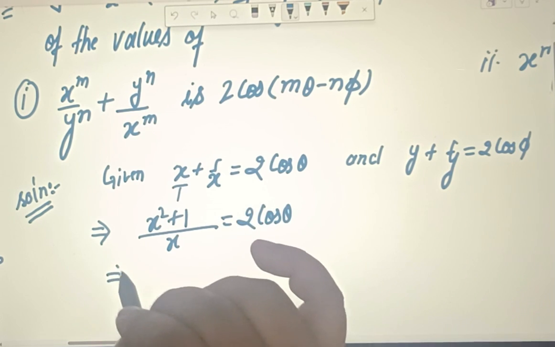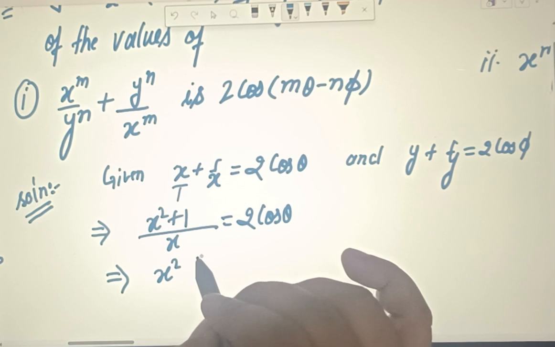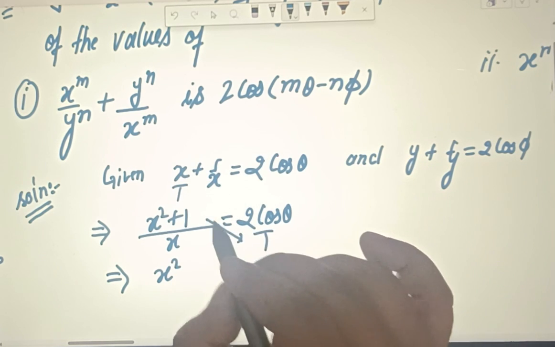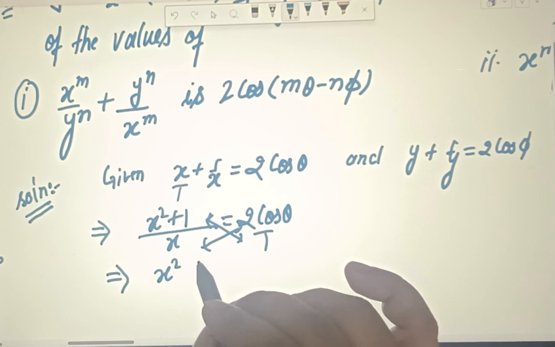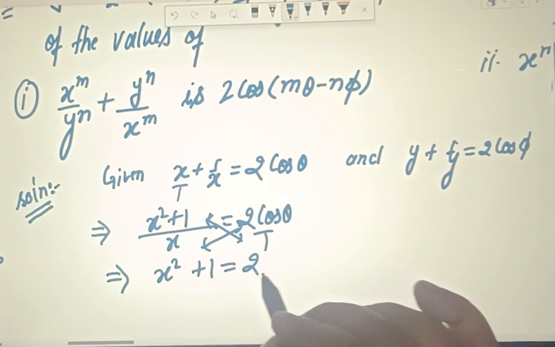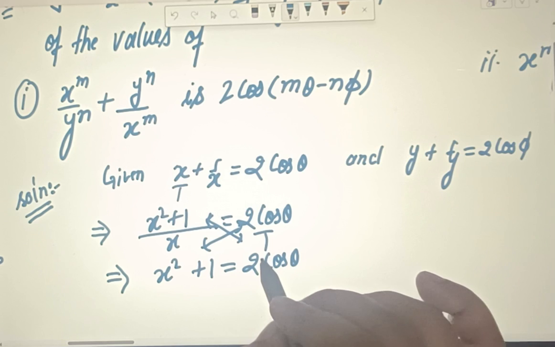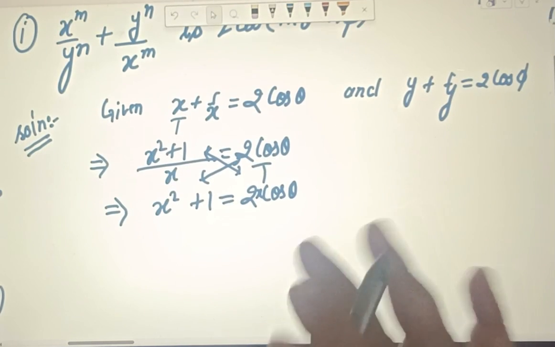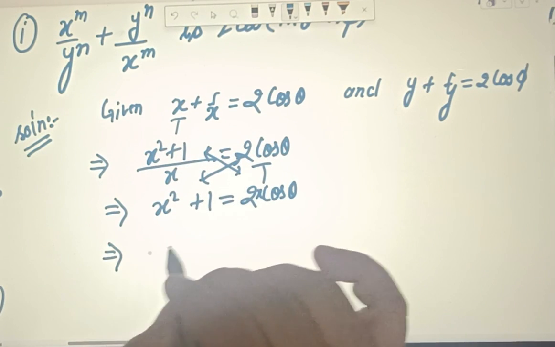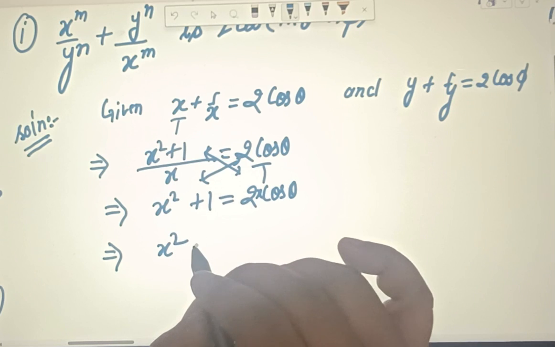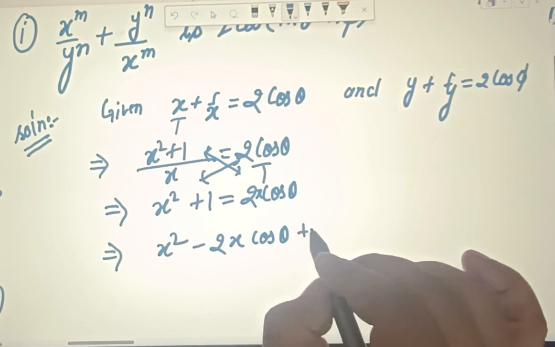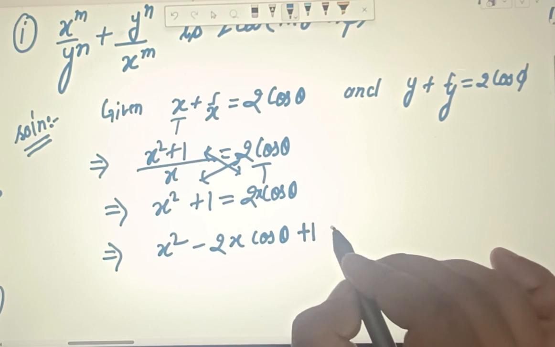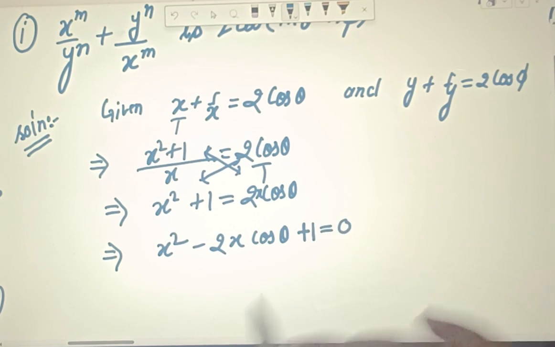So you will say x square, by cross multiplying, x square plus 1 is equal to 2x cos theta, right? So you can write it as x square minus 2x cos theta plus 1 is equal to 0.